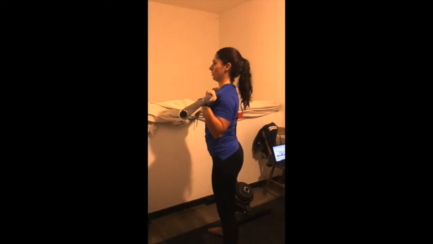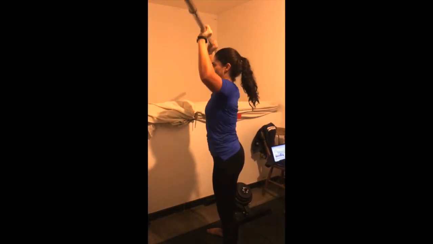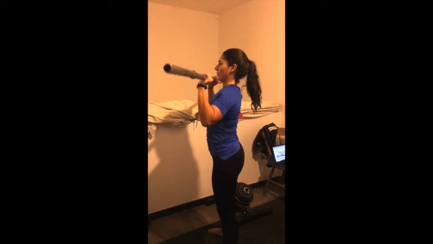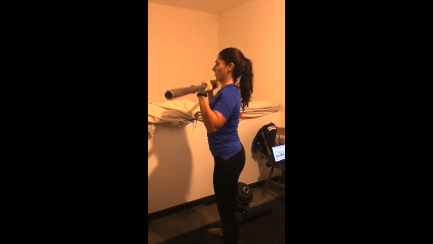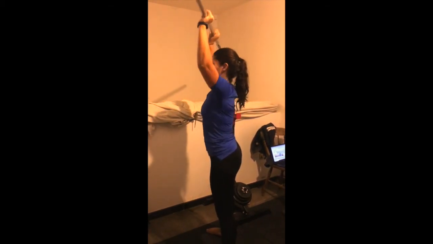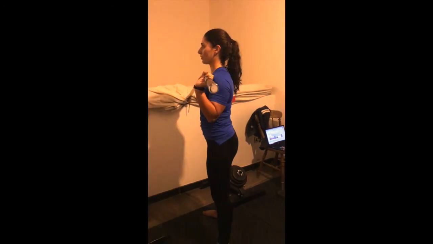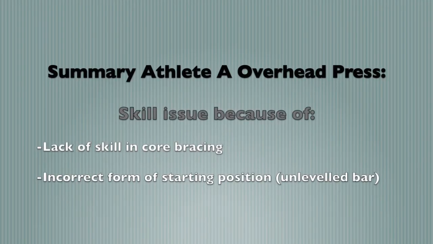I then cued the athlete to brace her core, tighten her glutes, and keep her spine in a neutral position. We can now see that she has the sufficient overhead mobility to get the bar over her head without hyperextending her lower back. I have concluded that for the overhead press, this athlete lacked the skill because of not bracing her core and having an unleveled bar in the starting position.